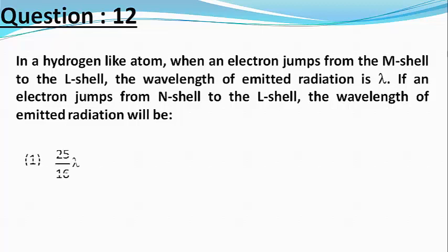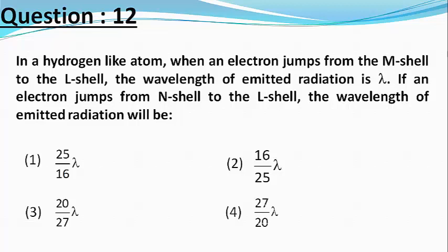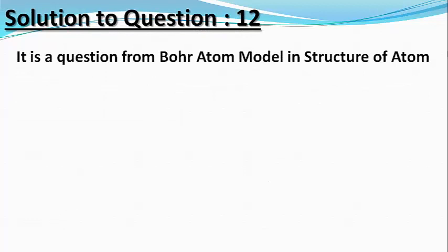Our choices are 25 divided by 16 lambda, 16 divided by 25 lambda, 20 divided by 27 lambda, and 27 divided by 20 lambda. It's a simple question from Bohr atom model and from structure of atom and has only one choice correct.